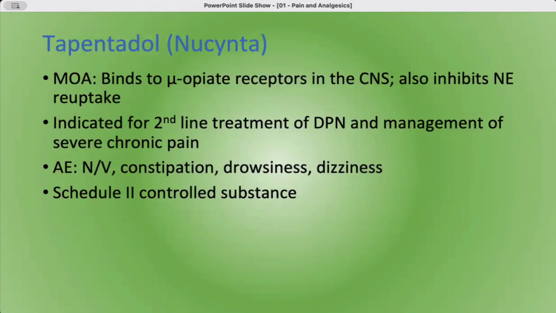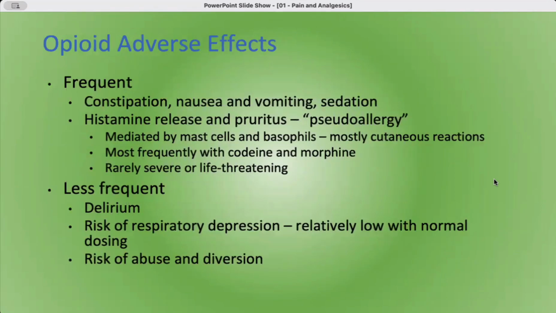And then related to that is tapentadol, a drug we really use more for neuropathic pain because of its norepinephrine serotonin reuptake. It's more of a primary effect than with most of the other opioids. Tapentadol is scheduled as a Schedule II controlled substance. So those are the highlights in terms of the individual opioid drugs.